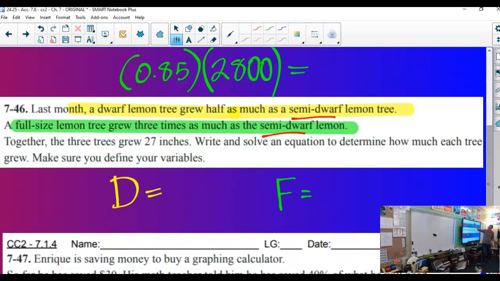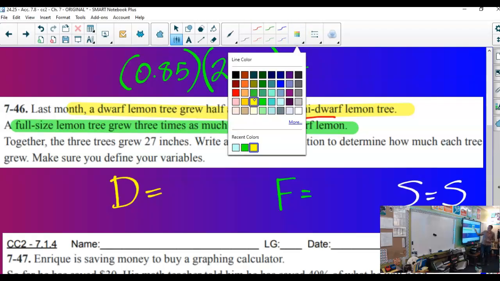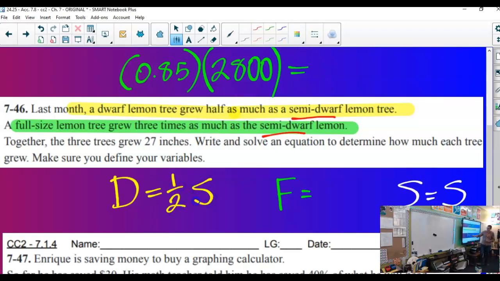And then we have, what else? The regular dwarf lemon tree. We got the dwarf, we got the full, the semi, but they didn't tell me an equation for that. Well, it grew half as much as the semi, which is a third of the lemon. Don't start using, like, you'd end up circling. If you make semi, no, so the dwarf was half the semi, right? So we're using S.